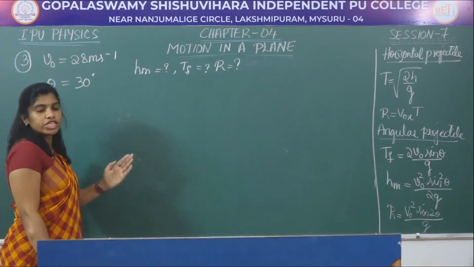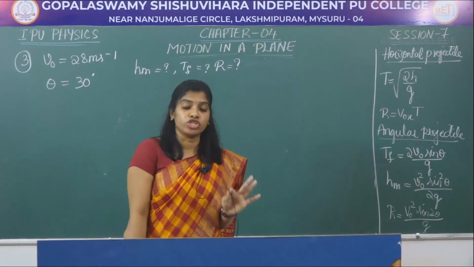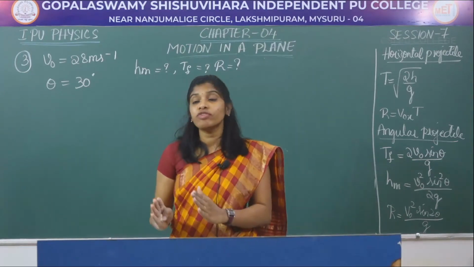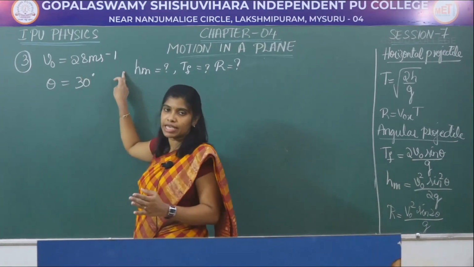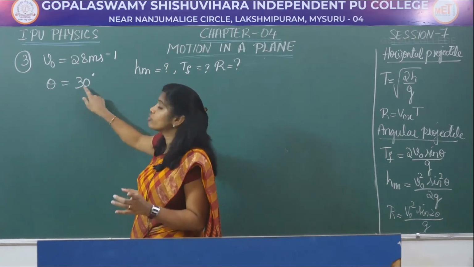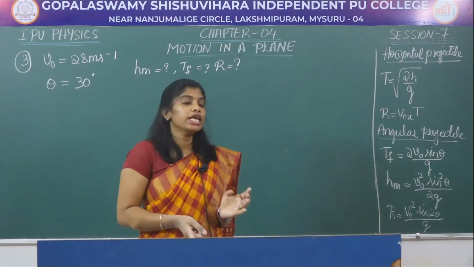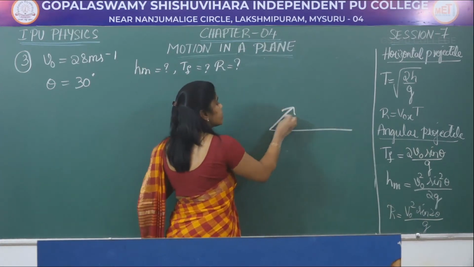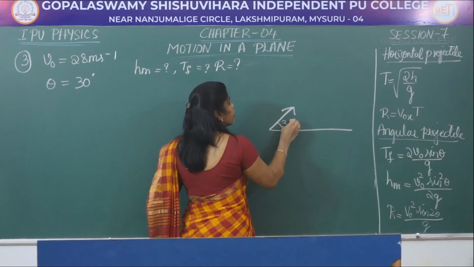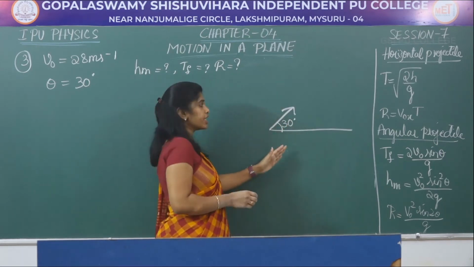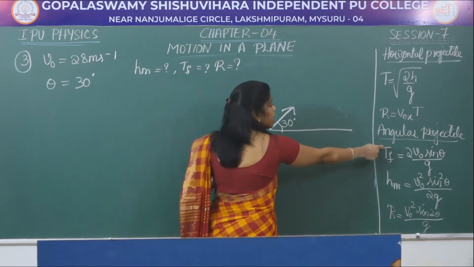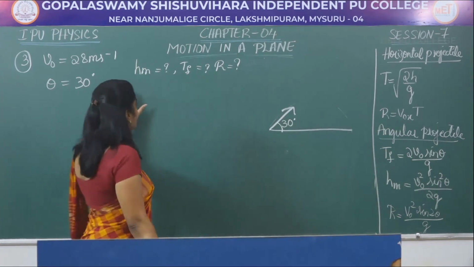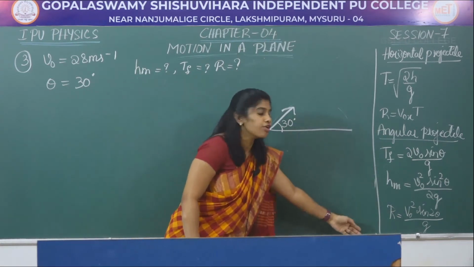What type of projection is this? It is an angular projection. A cricket ball is thrown with this velocity 28 meter per second at an angle of 30 degree from the horizontal. So if this is the horizontal, a cricket ball is being thrown in this direction making an angle 30 degree. Therefore, this is an angular projection. Therefore, we are going to use these formulas here.